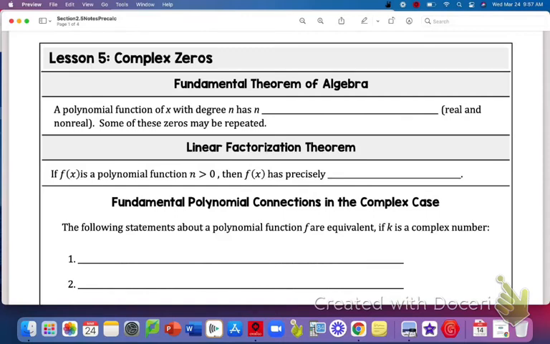Hi everyone, here are your section 2.3 notes. We're going to be getting into complex zeros. So let's go ahead and start with the fundamental theorem of algebra.